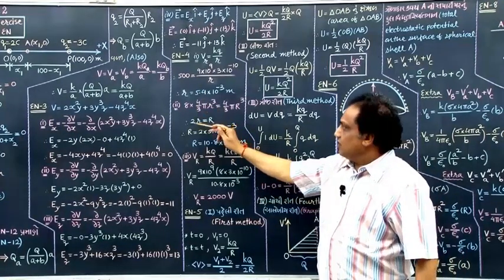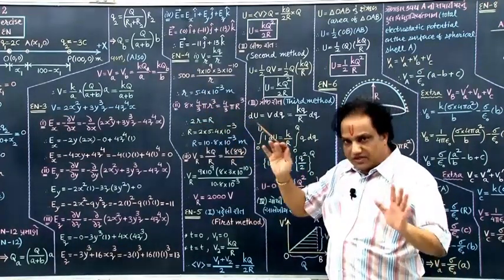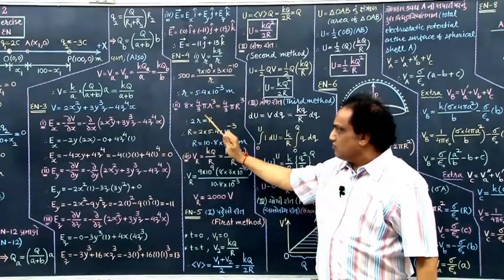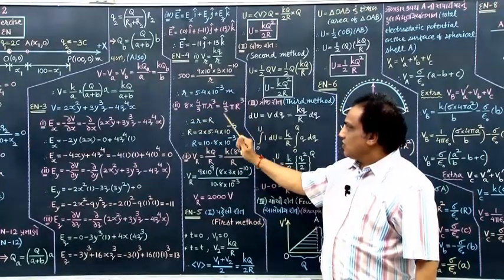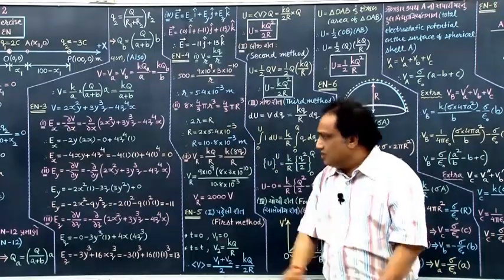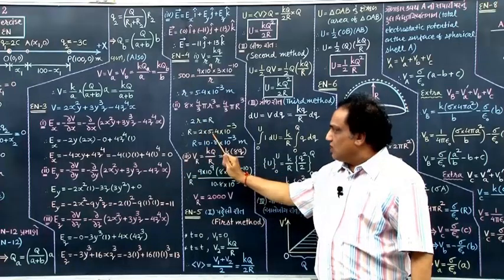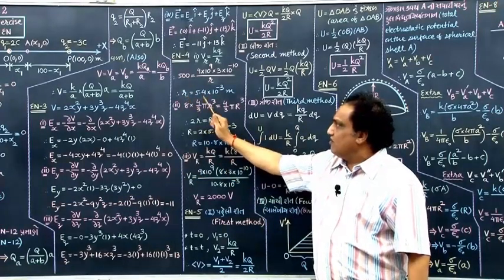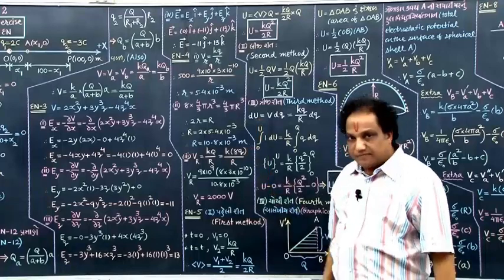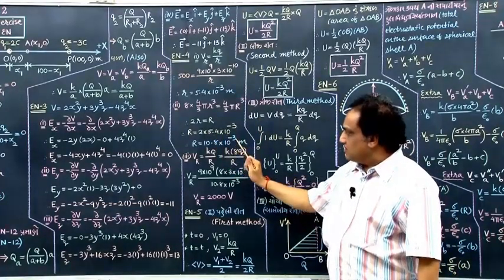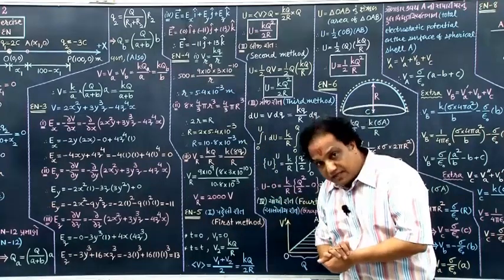Simplify. 4 upon 3 pi getting cancel. Cube root of 8 is 2, cube root of small r cube is small r, cube root of capital R cube is capital R, correct? Find out capital R from here, 2 into small r, 2 into small r value is right now 5.4 into 10 raised to minus 3. Simplify, it is now 10.8 multiplied by 10 raised to minus 3, that many meter, correct?